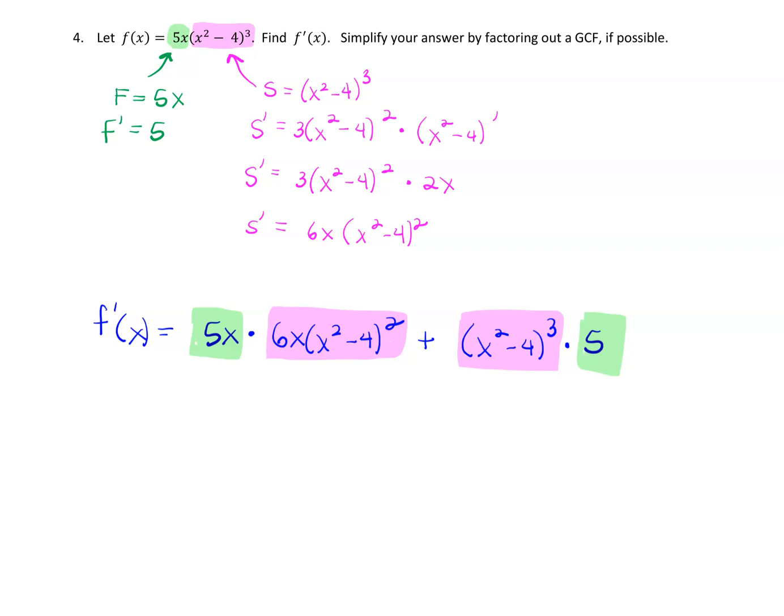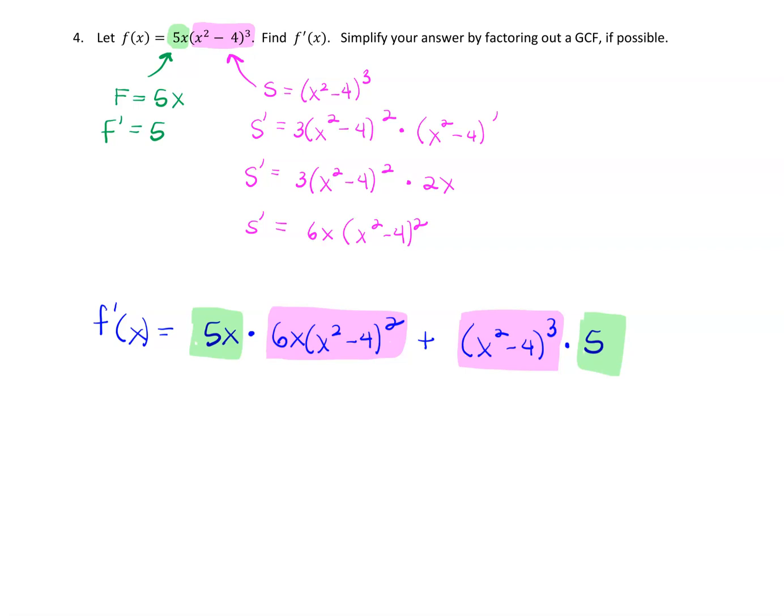This is question number 4 from the 3.3 notes on product rule and quotient rule. And this is a function that is a product of a monomial 5x and a binomial cube. So I'm going to use product rule here to find my derivative. So I went ahead and wrote my first function and found the derivative of that.